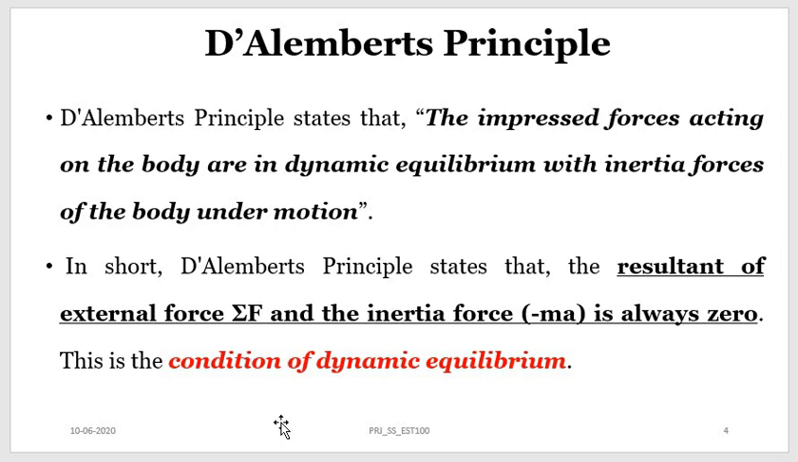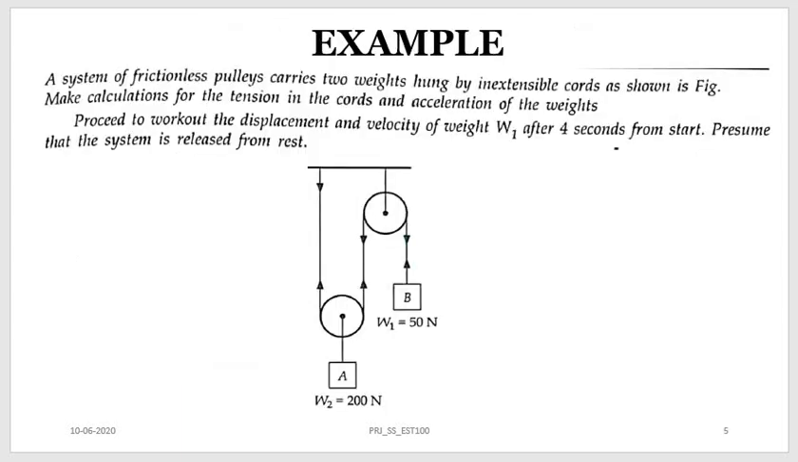Based on this concept of D'Alembert's principle, let us discuss a problem from the connected body system. Here, a system of frictionless pulleys carries two weights hung by an inextensible cord as shown in the figure. Make calculations for the tension in the cord and the acceleration of the weight. Proceed to work out the displacement and velocity of the weight W1 after 4 seconds from start, and presume that the system is released from rest.